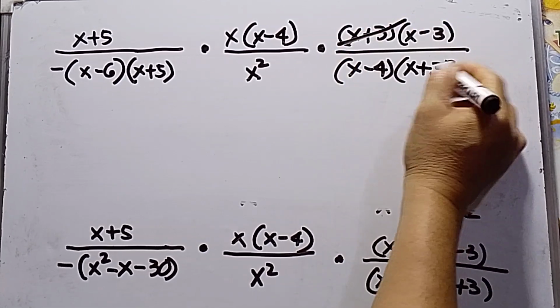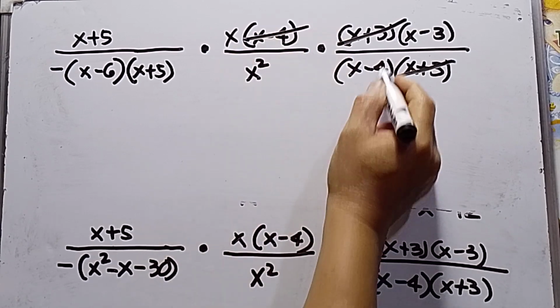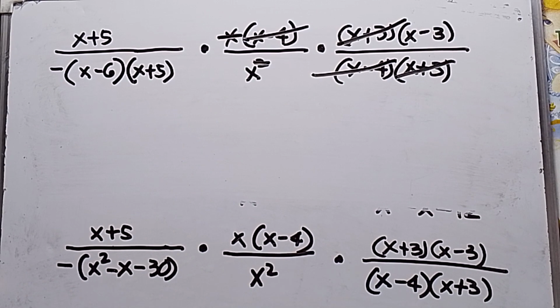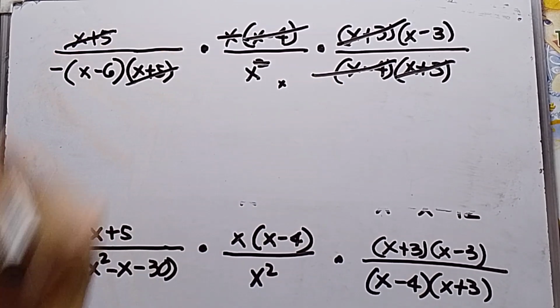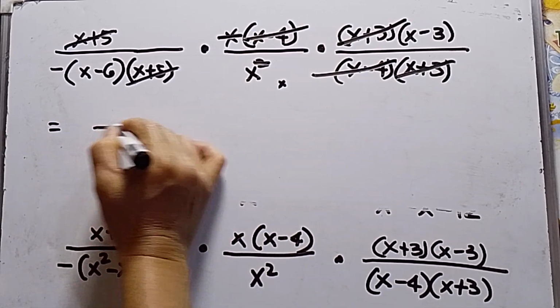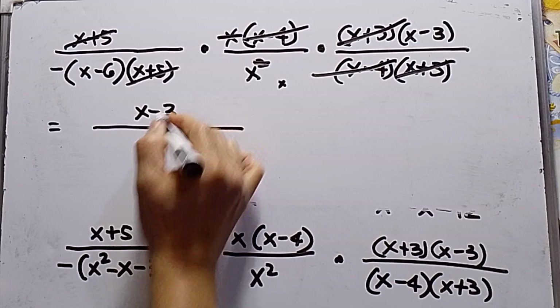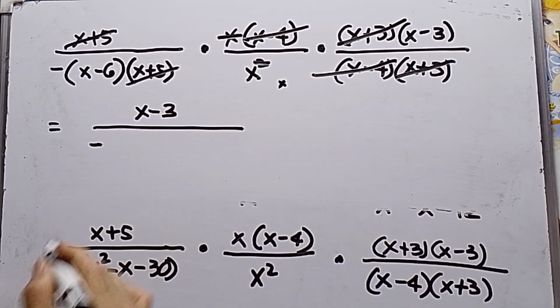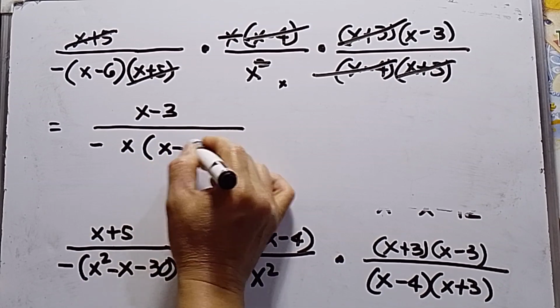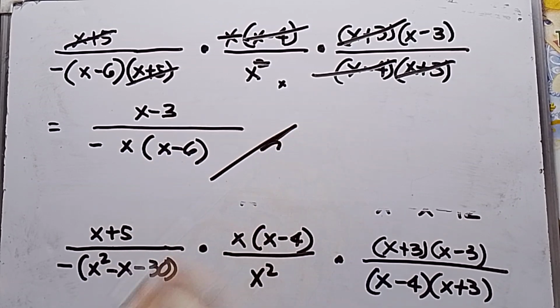So this will be cross out. X minus 4 cross out. One of x squared will be cross out, x. So I have x in here. Then x plus 5 cross out. So for the numerator, I have x minus 3, then minus, this will be x, and then x minus 6. So this is my final answer, and that's all.